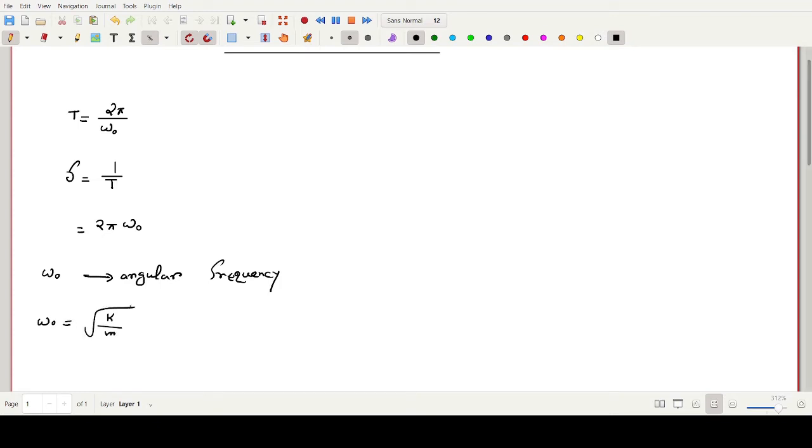Now the question is why the term angular has been used here. The motion of a spring is linear, the linear motion. So why has the term angular been used here? Actually, yes, anyone wants to answer?